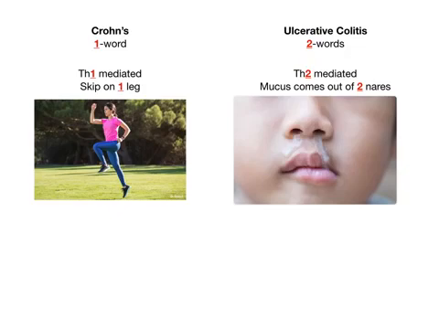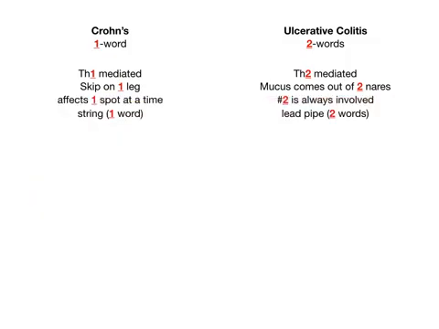Some other things that go along with this mnemonic: Crohn's affects 1 spot at a time, hence the skip lesions. So 1 spot, skip, 1 spot, skip, 1 spot, skip. That's why you see cobblestoning and creeping fat. In Crohn's, there is string sign. String is 1 word, just like Crohn's.